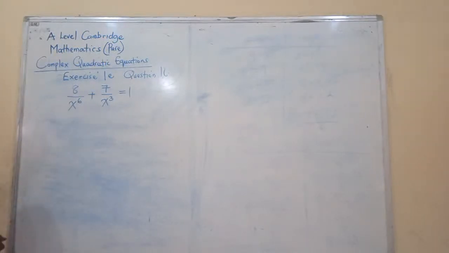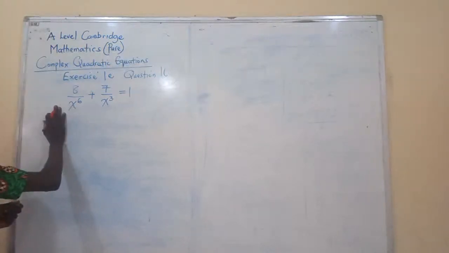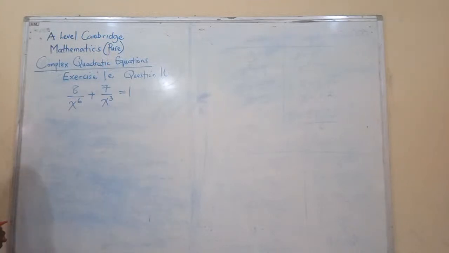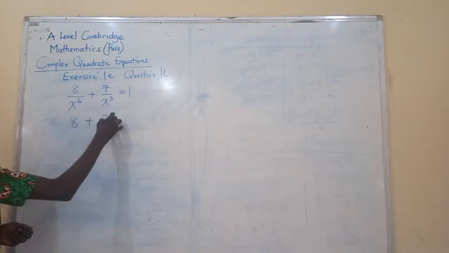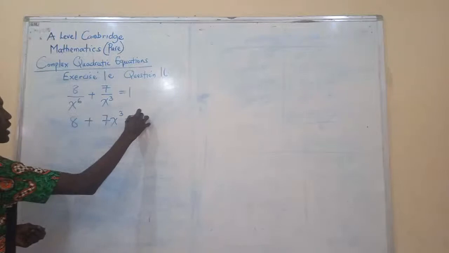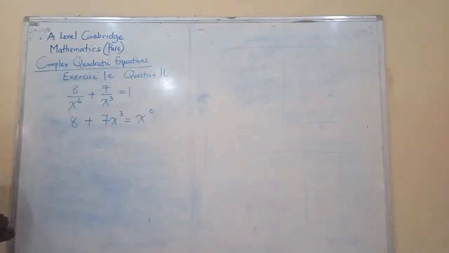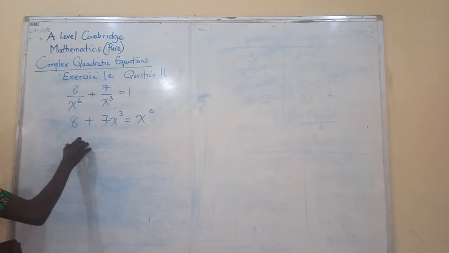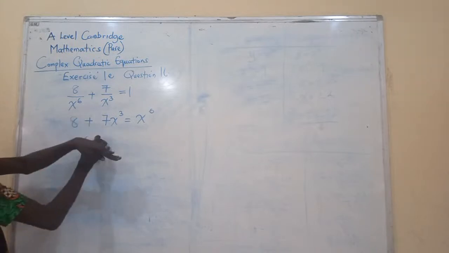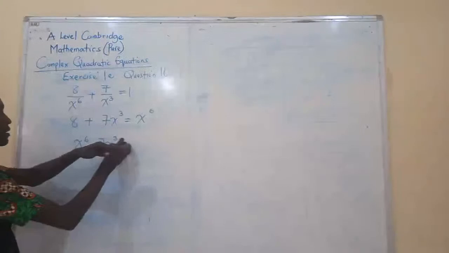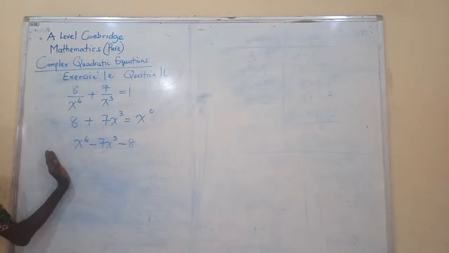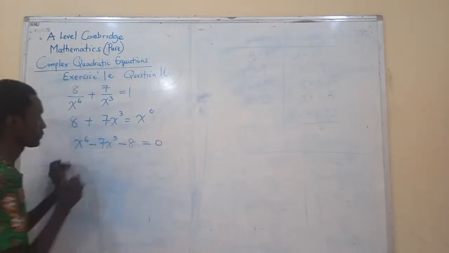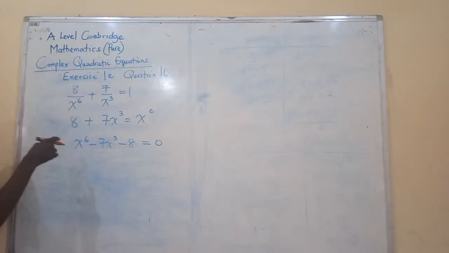Let's take the easier one, which would be to multiply through by x to the power of 6, and that will give me 8 plus 7x cubed equal to x to the power of 6. So I'll rewrite this as x to the power of 6 minus 7x to the power of 3 minus 8. What I've done is to move them all to this side and write them on the left hand side equal to 0.